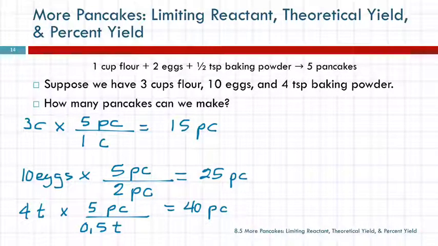So how many pancakes can we make? 15. Why only 15? Because we're going to run out of stuff, right? When you run out of an ingredient, then you can't make any more. We can't make 15 plus 25 plus 40 pancakes, right?